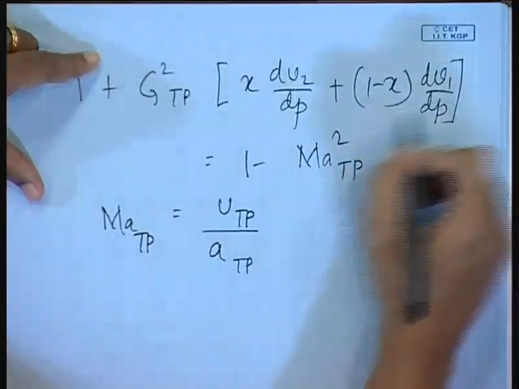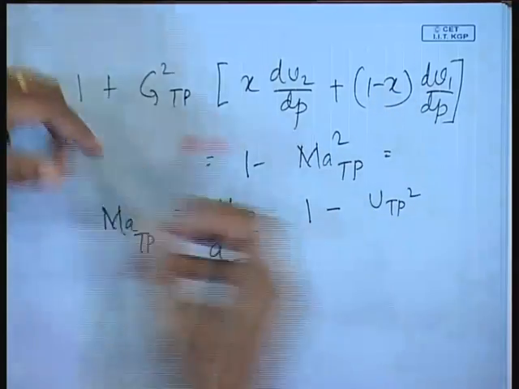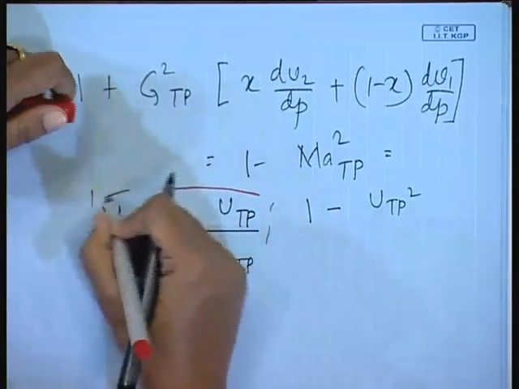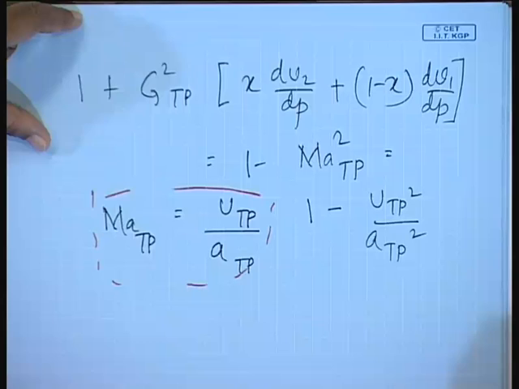Okay. Now, let us see what is the expression of ATP here. Is it a constant like single phase flow, or does it depend on any other parameter? And if it depends on any other parameter, what are the parameters, how to evaluate, how to estimate, or rather how to quantify ATP in terms of known measurable parameters, right? So, therefore, what do we find in this particular case? We find that if this expression has to be equal to MTP, this has to be equal to 1 minus UTP square by ATP square. Agreed?